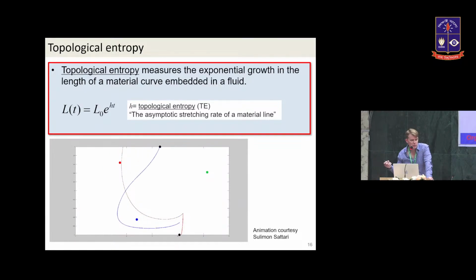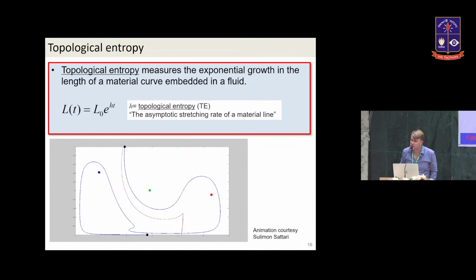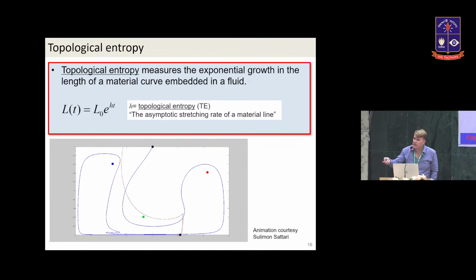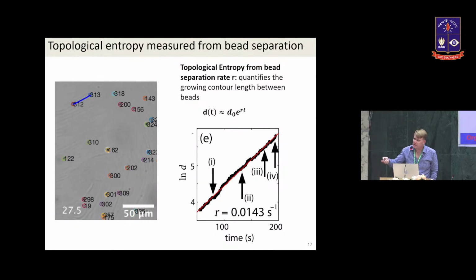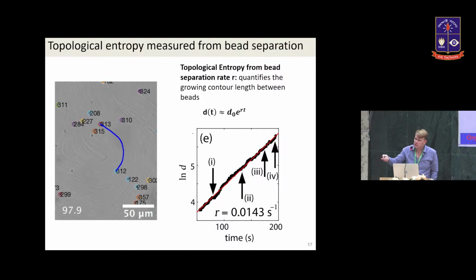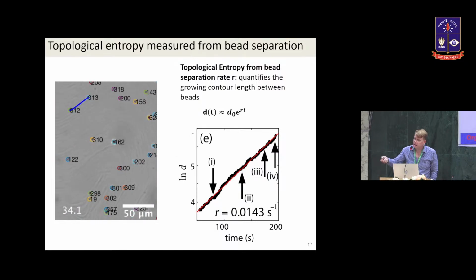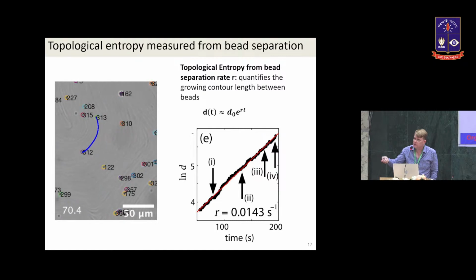So the topological entropy is the growth rate in the length of a material line, like dye, as you stir the fluid. And you can measure this in the experiments by embedding beads within the fluid and then connecting a pair of beads along the director. That's this blue line. Amanda Tan did this.